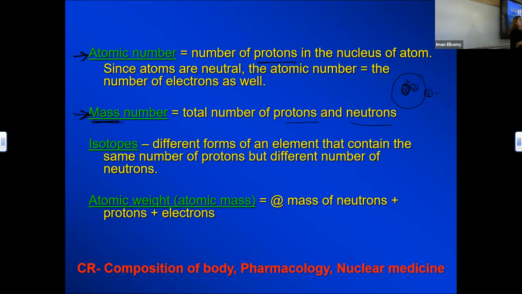Yes, I have neutrons, they have no charge, so I didn't take them into account here, but I do need them when I'm looking at my mass number, because I'm adding those two together, okay? So protons and neutrons are my mass number. My atomic number is just my protons. Hope you guys remember these.